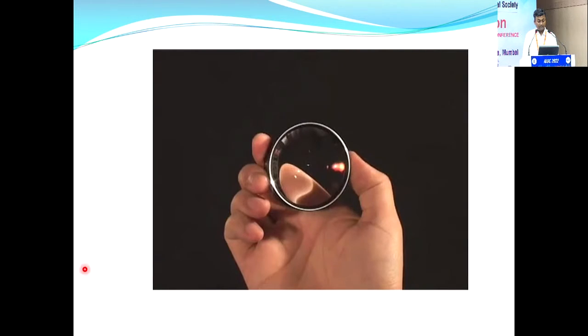So this is the 20 diopter lens. The important thing to keep in mind when we are examining the patient is that the silver lining on the lens should be facing the patient's eye. It should not be on the other side.